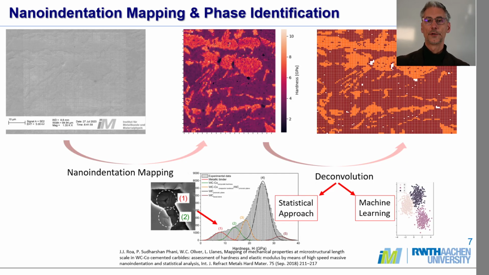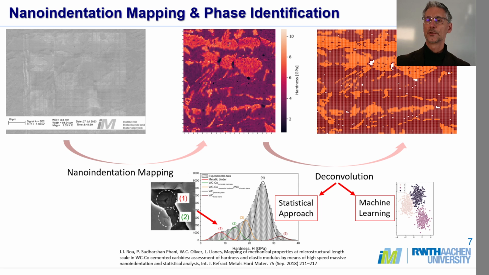Let's start with nano-indentation mapping and phase identification. The general workflow is depicted here. You take your sample, here an example of a dual phase steel, and you place a large array of nano-indents across the steel. For example, you want to identify which phases, like martensite or ferrite in this concrete example. So you do your nano-indentation mapping, and then you end up with a hardness map. You can distinguish visually that there are two phases. This is what we also expect.